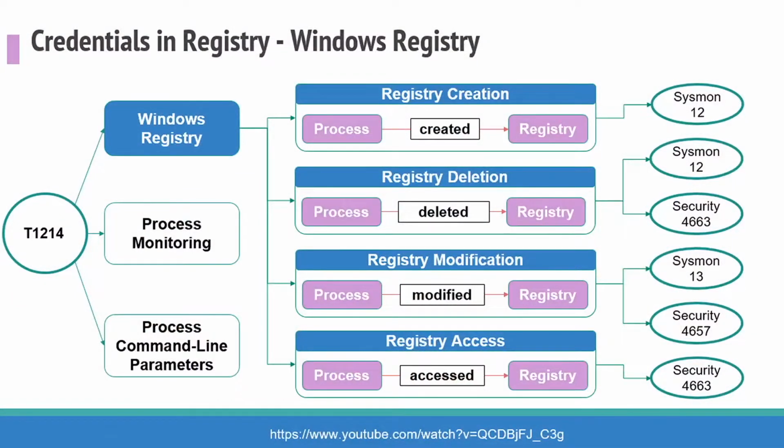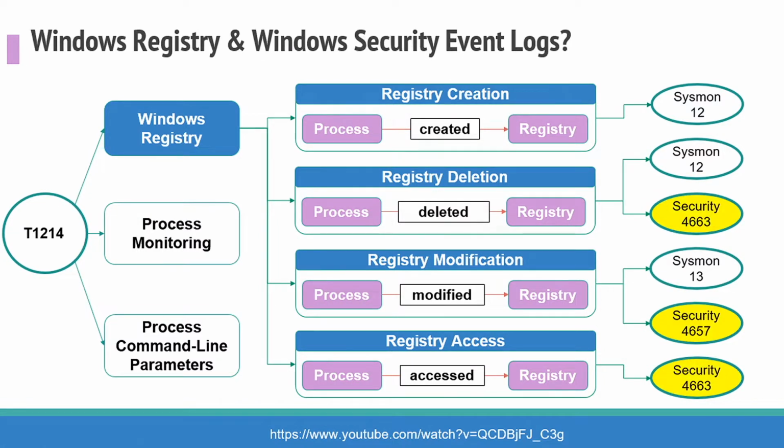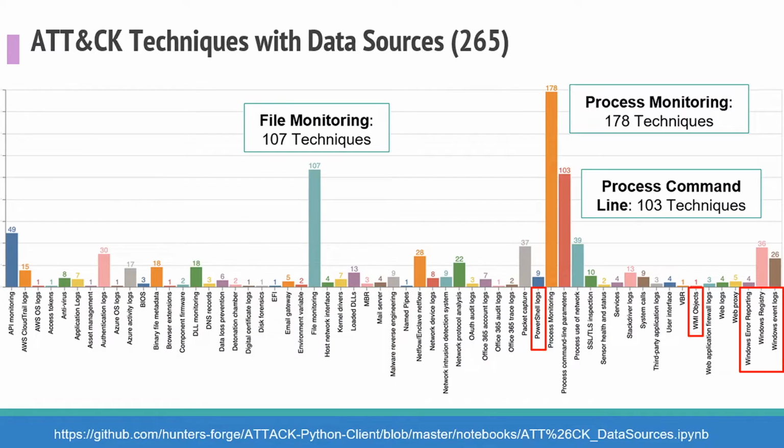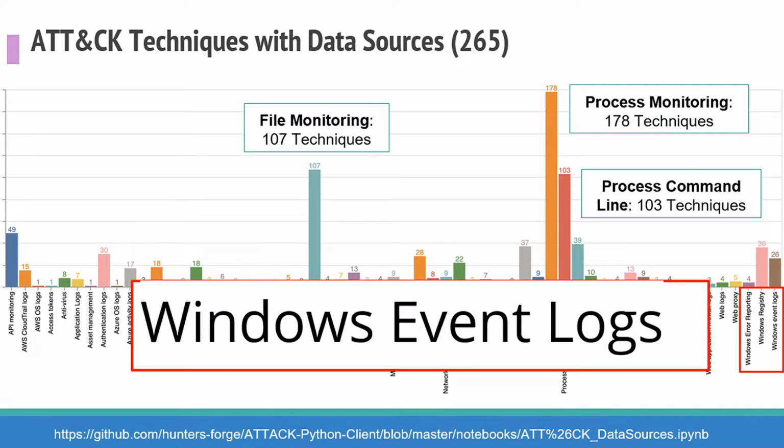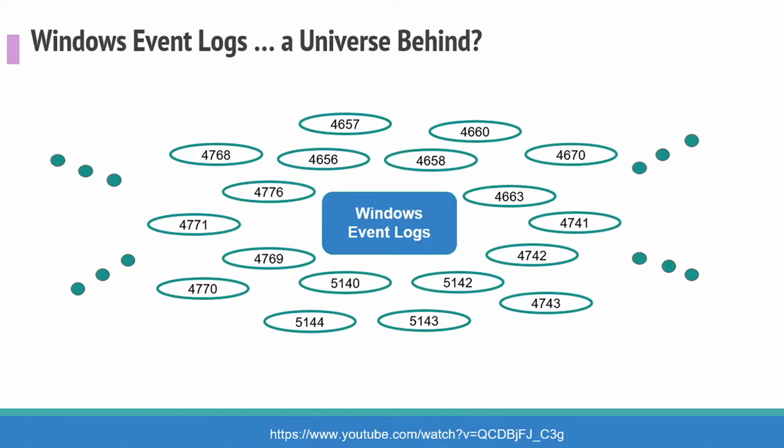Let's take this example where you can see the credential in registry technique. You can see the Windows registry data source is mapped to all those events on the right. Something very interesting here is that some of those events are from Windows security event logs. So we went to our data sources graph, and one of the data sources has the name Windows event logs. So there might be a correlation there between data sources. And this is really interesting because for Windows event logs, we have at least 400 events. That's a lot of information.